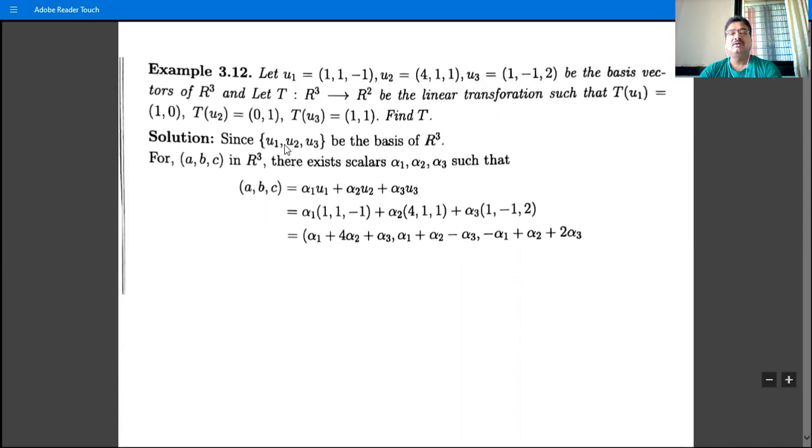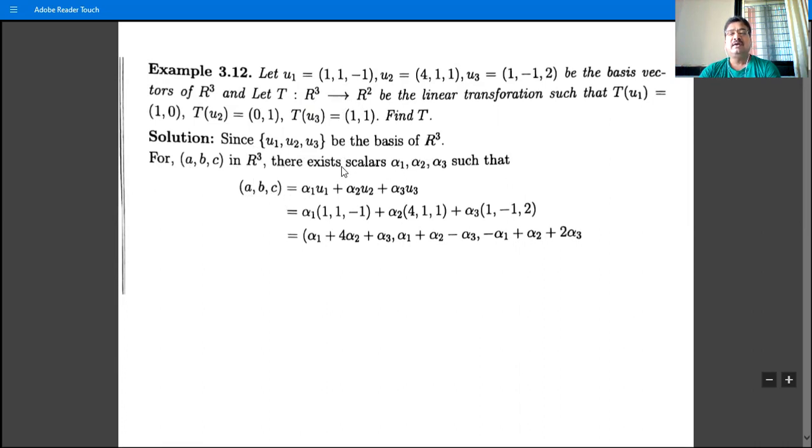So here u1, u2, u3 is the basis of R3. Now take (a, b, c) belongs to R3, or small (x, y, z). I have to express this vector of R3 as a linear combination of u1, u2, u3. As u1, u2, u3 is a basis for R3, every vector of R3 can be expressed as a linear combination of u1, u2, u3. So we have to express first (a, b, c) as a linear combination of u1, u2, u3.